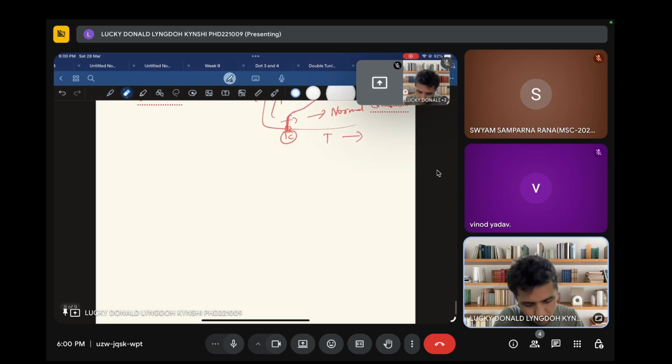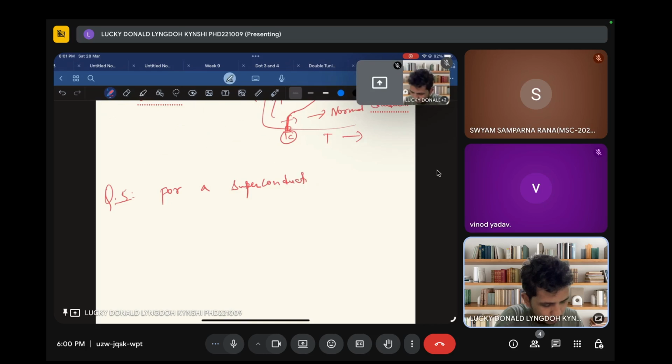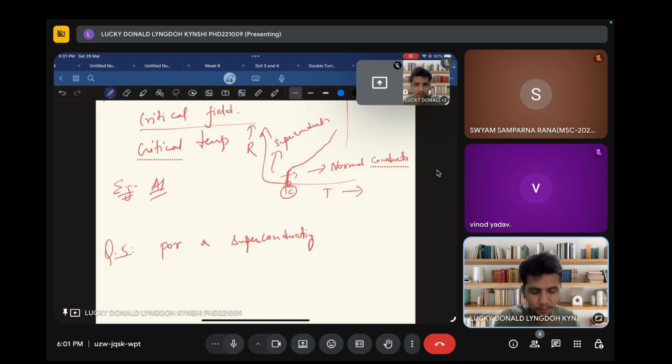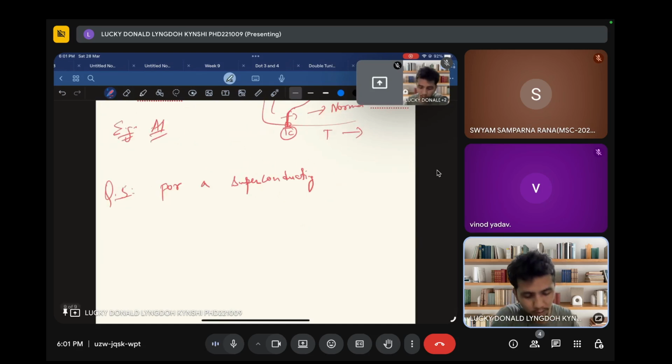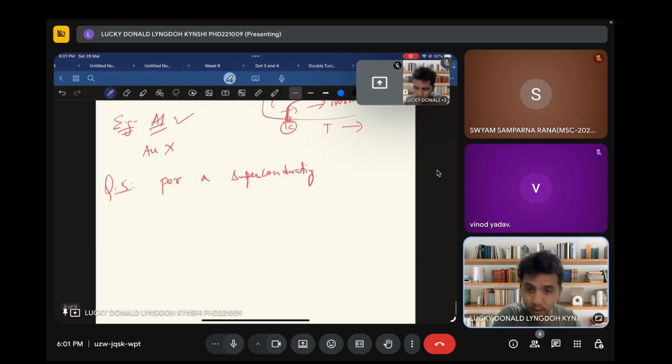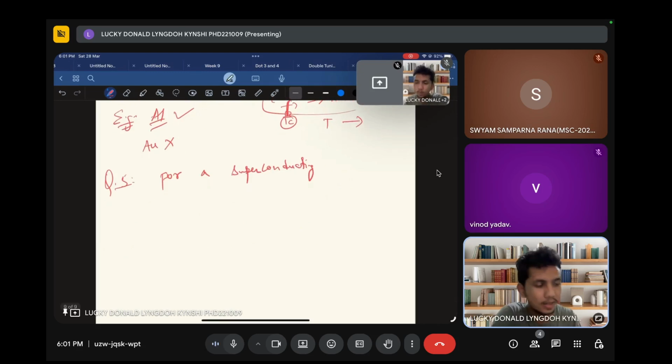Now, question number 5 says that for a superconducting... okay, as an example here, for a superconductor, I can also write aluminum. Aluminum is a superconductor, and gold is not a superconductor. There are explanations for why gold is not a superconductor, why aluminum is a superconductor, and so on. But for these problems, what we have to find out is the critical field.